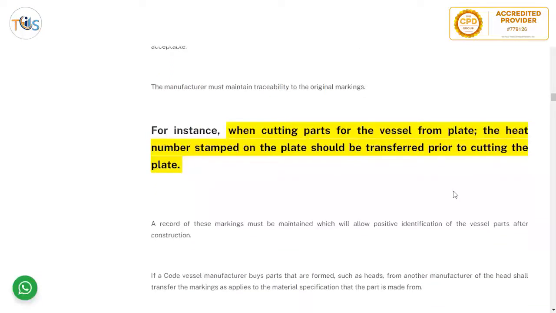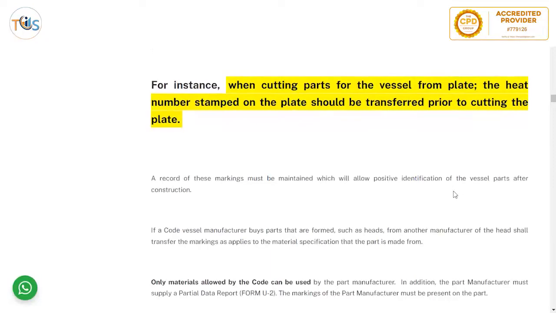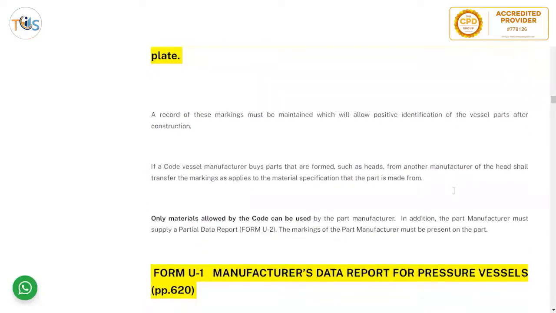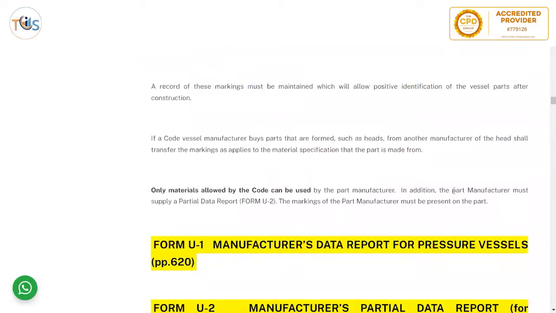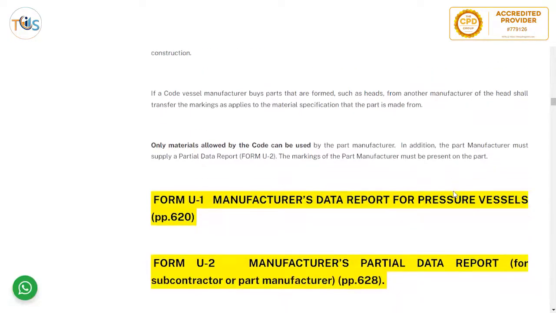So if it is not stamped, then it should be on the drawing. The material traceability should be reflected. The manufacturer must maintain traceability to the original markings. For instance, when cutting parts for the vessel from plate, the heat number stamp on the plate should be transferred prior to cutting the plate. The record of this marking must be maintained, which will allow positive identification of the vessel parts after construction.